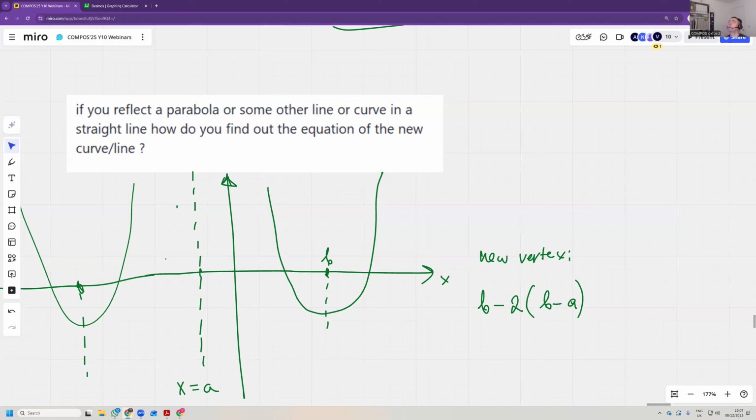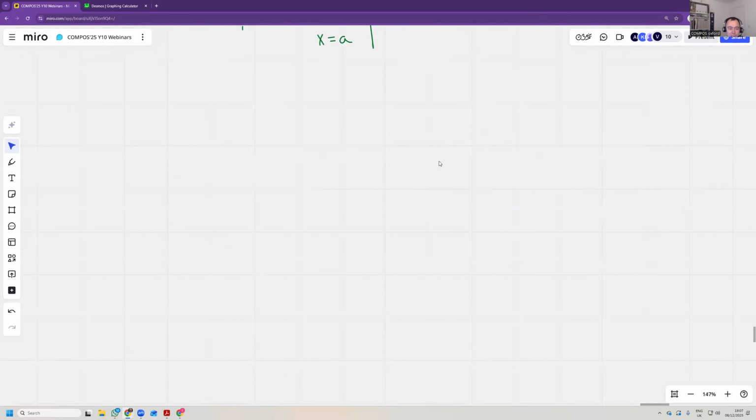Well, what I would do is a rotation first. I would rotate the whole image such that the line is now vertical. And then I would do a reflection, and then I would rotate it back to the original position, if that makes sense. So I would apply a series of transformations.